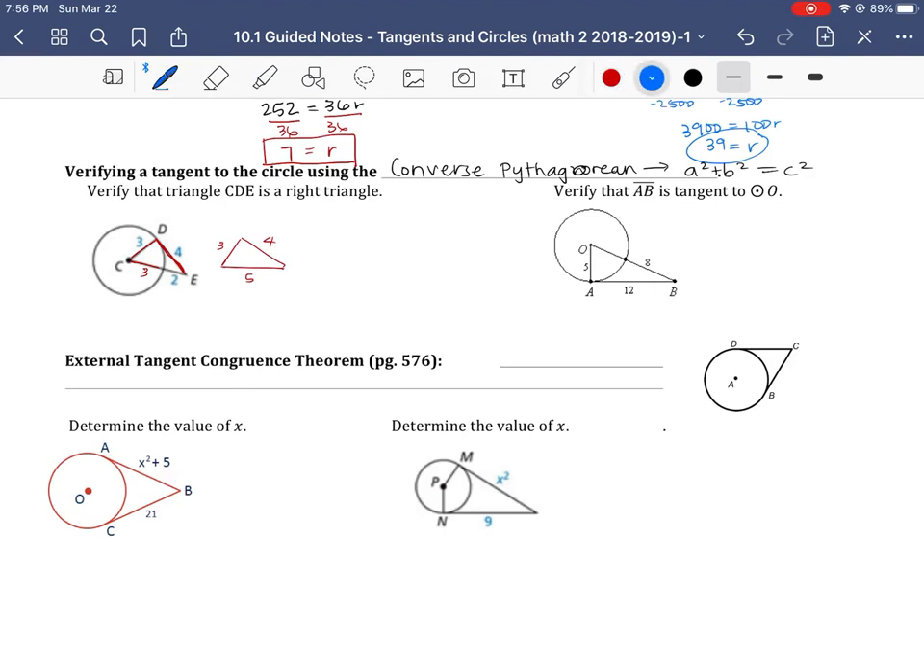So to verify that, you just need to show that a squared plus b squared really does work. If this works, this has to be the right angle. So you're going to say 3 squared plus 4 squared should equal 5 squared. So we do 9 plus 16, and 5 squared is 25. This does give us 25 is equal to 25. That's true. So then we would say, therefore, triangle ABC is a right triangle.